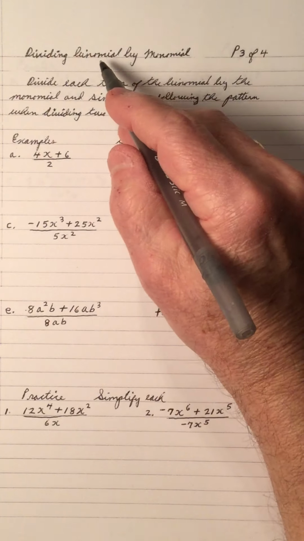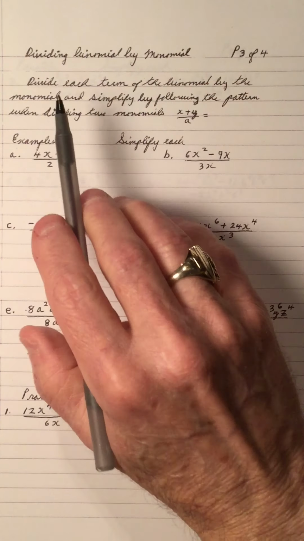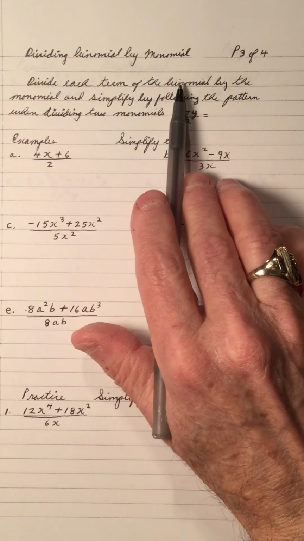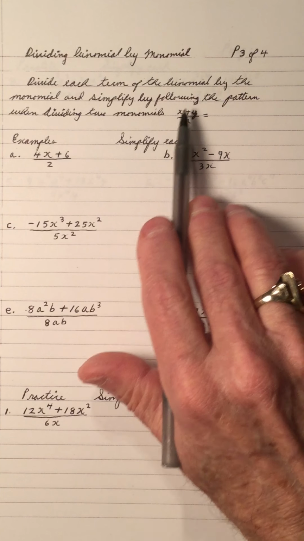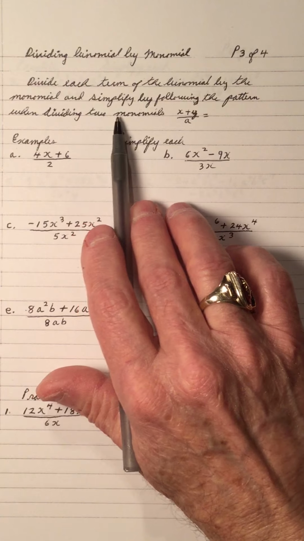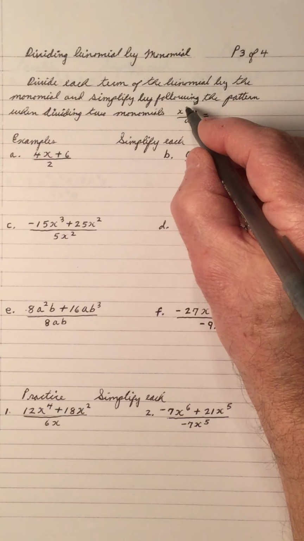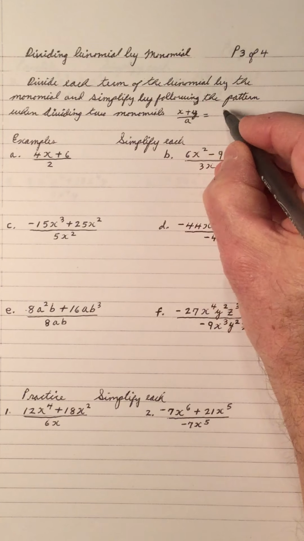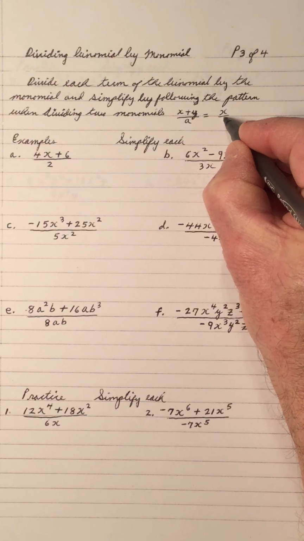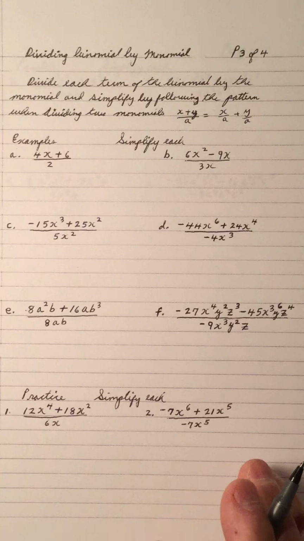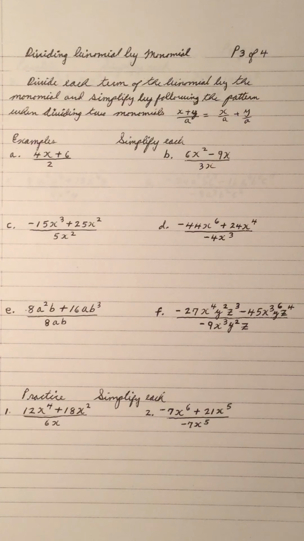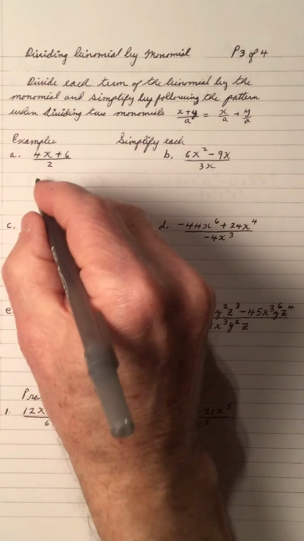Dividing a binomial by a monomial, you divide each term of the binomial by the monomial and simplify following the pattern when dividing two monomials. So if you get x plus y over a, then it's x over a plus y over a. So I'm going to follow that pattern. The a is divided into both, and I'll write it down.